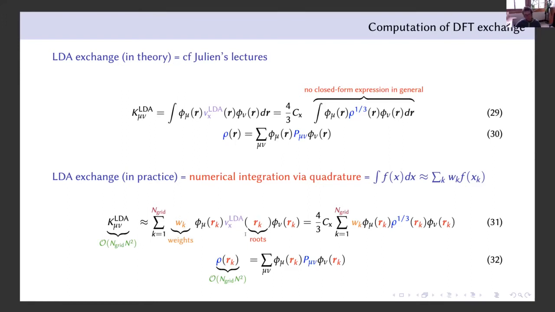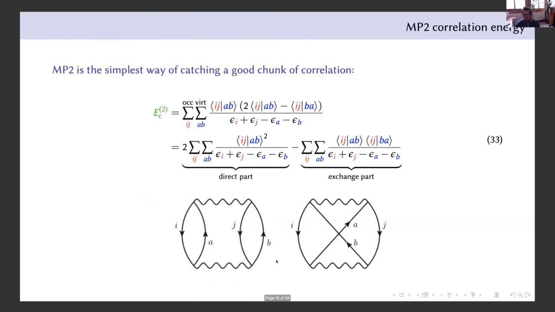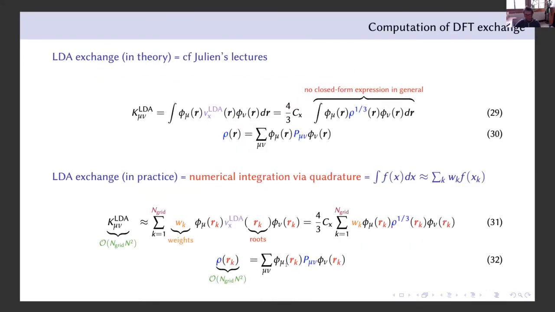The roots here: basically what you have to do is compute the density at the grid points. That's easy, because you just have to compute the value of the AOs at those grid points. And if you have the density matrix, you can then compute rho at each grid point. How much does this cost? It costs N_grid times N squared, so it's much less than N to the 4.